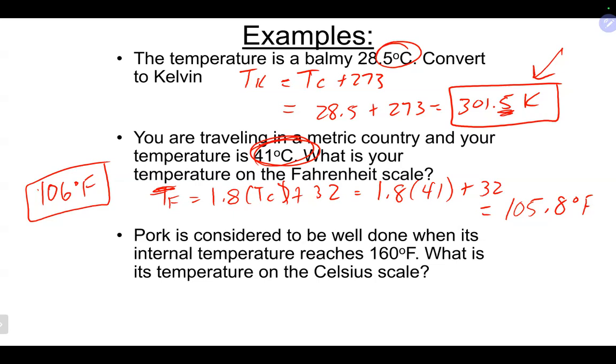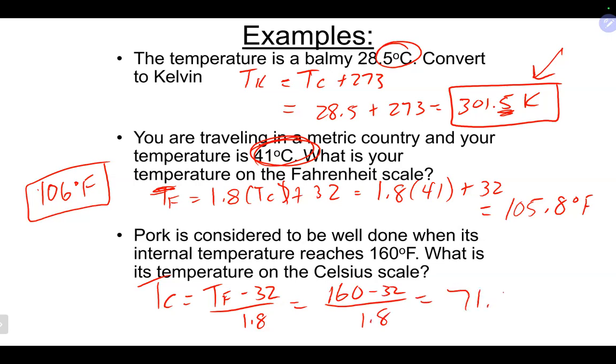Lastly, here we're going to go from Fahrenheit to Celsius. So our temperature in Celsius is our temperature in Fahrenheit minus 32 divided by 1.8, which gives us 160 minus 32 divided by 1.8, which gives us 71.111. Lots of ones. Looking at our original number here, it is a whole number. So we would probably take this to 71 degrees Celsius. Any questions on any of those temperature conversions?